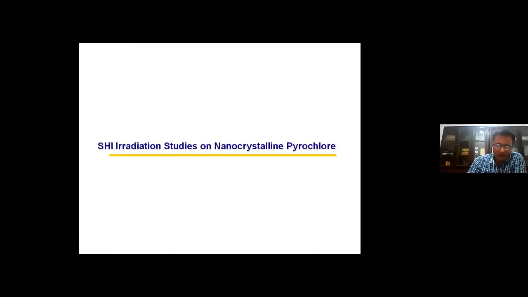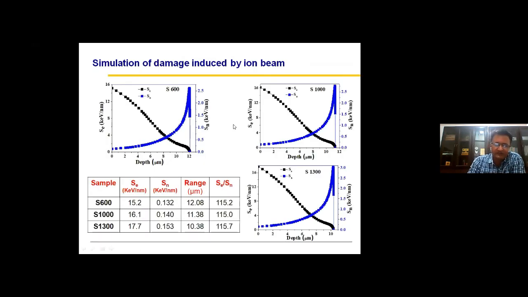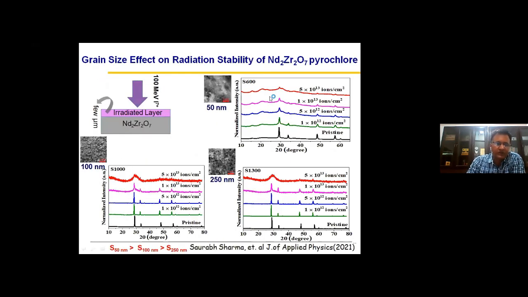Then we have done irradiation of these materials. These are the data for the irradiation of these three samples. There you can see S1000 and S1300 are amorphized at 5 to 13 times 10^12 ions per square centimeter, but the S600 sample doesn't amorphize even at a very high fluence.